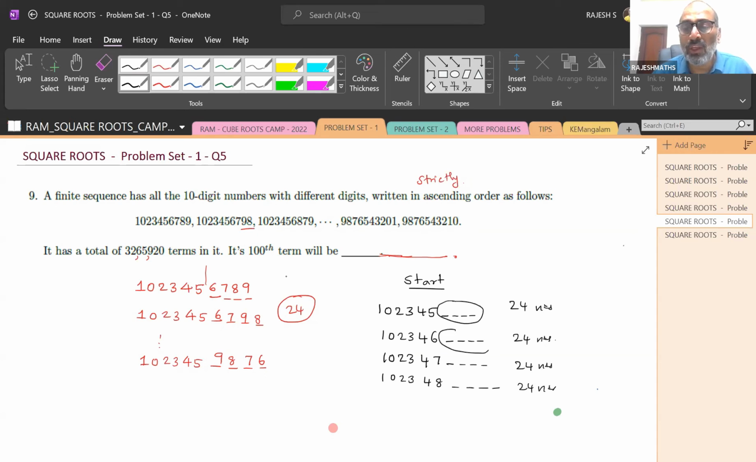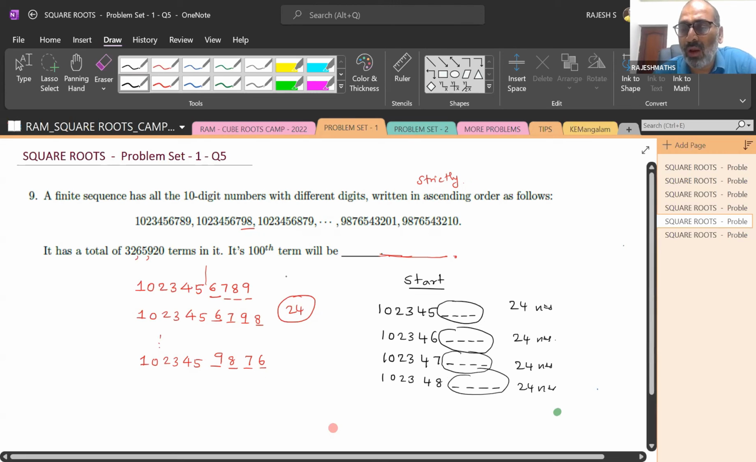And next will be 1, 0, 2, 3, 4, 6. The reason is you are writing in ascending order. After 1, 0, 2, 3, 4, 5, since all numbers starting with 5 are exhausted, the next will start with 6. So 5 will go, and the last 4 digits will be 5, 7, 8. Remember that your smallest number can happen only if you have smaller digits to the left and higher digits to the right. So after 7, it's 24 numbers, then 1, 0, 2, 3, 4, 8, 24 numbers. So totally, 96 numbers are over. Then we have 4 more numbers. So what are the 4 more numbers? We try to get the 4 numbers.